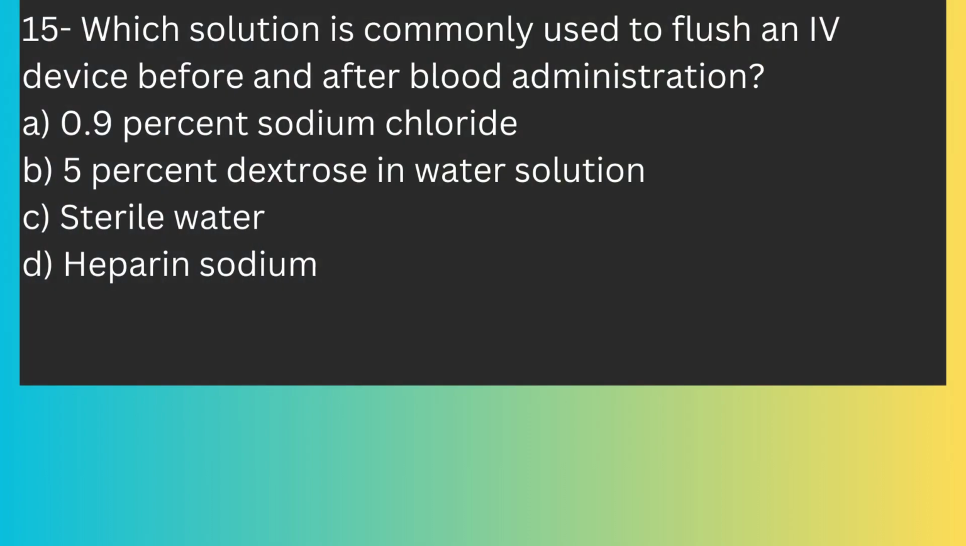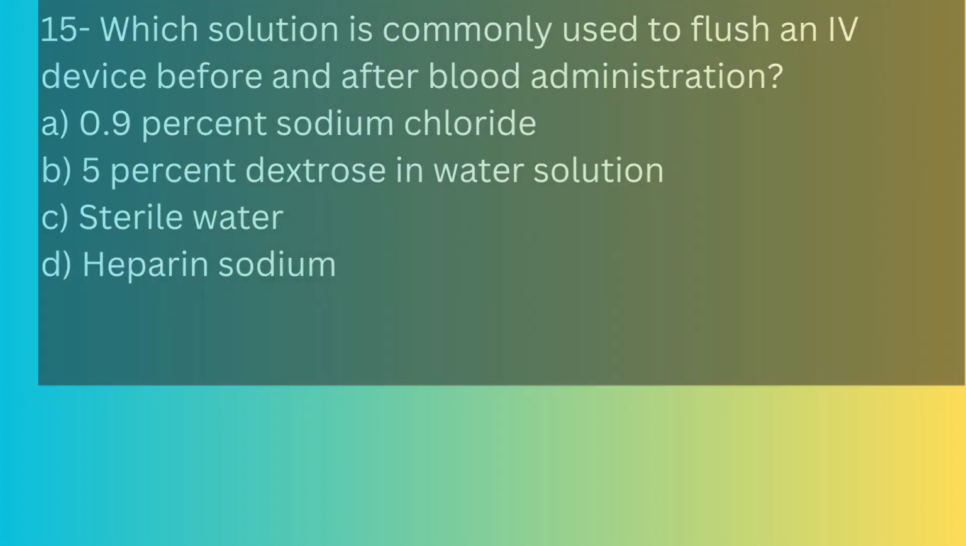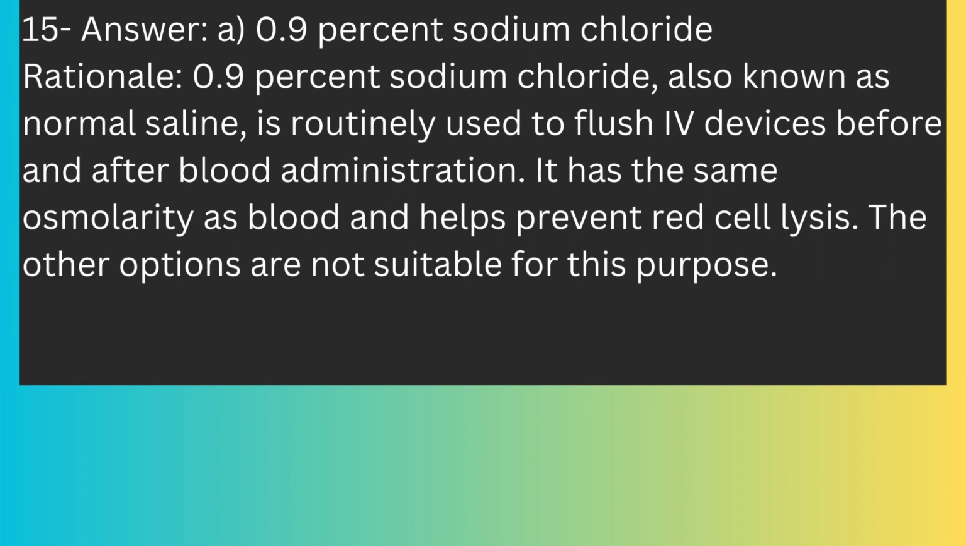Question number 15. Which solution is commonly used to flush an IV device before and after blood transfusion? A. 0.9% sodium chloride, B. 5% dextrose in water solution, C. Sterile water, D. Heparin sodium. The answer is A. 0.9% sodium chloride.